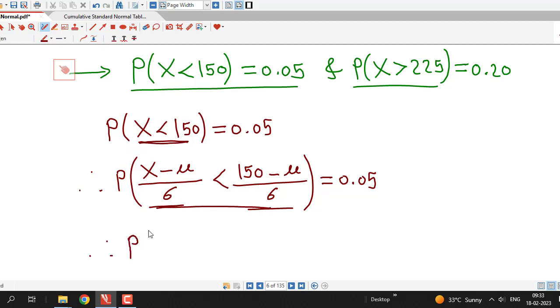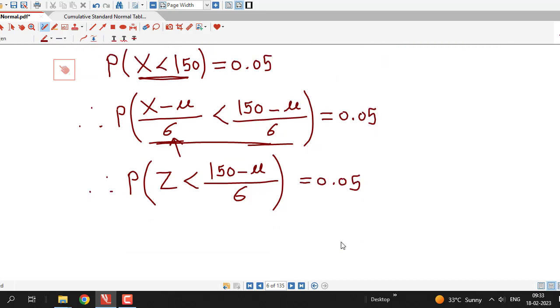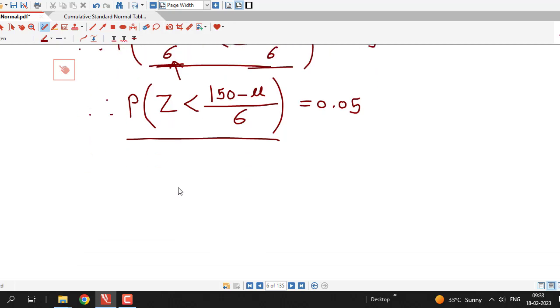Therefore, probability that now this X minus mu over sigma, which is a standard normal random variable which we denote by capital Z, is less than 150 minus mu divided by standard deviation, is equal to 0.05. So here we are having this probability equal to 0.05, where capital Z is a standard normal random variable, and we know that this is cumulative probability.